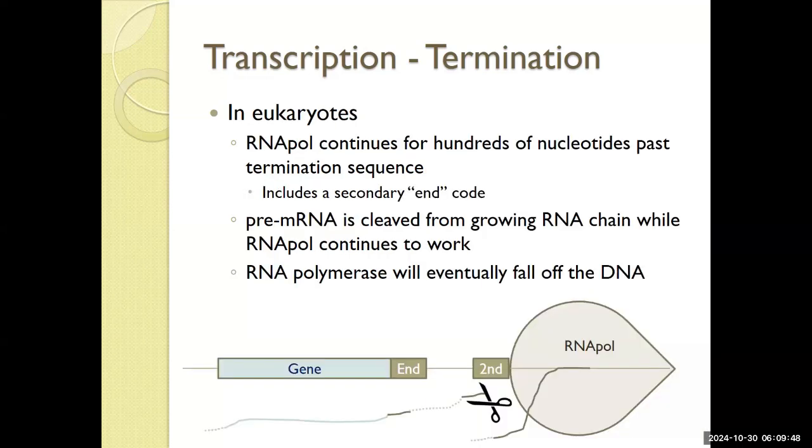In eukaryotes, however, the RNA polymerase will continue for hundreds of nucleotides past the termination sequence until it reaches a secondary stop code. In eukaryotes, it needs to have confirmation, a double end, are you sure you're sure stop code, before the pre-mRNA is cleaved from the growing RNA chain. I call it a pre-messenger RNA because it's not yet ready to be translated or fold up and act as an RNA, ribosomal or transfer RNA. It needs to have some modifications.